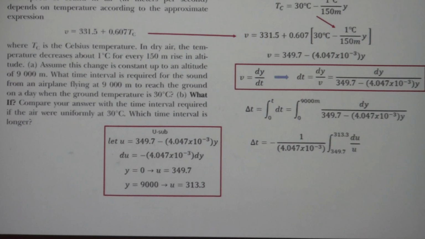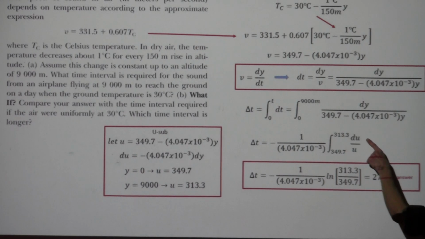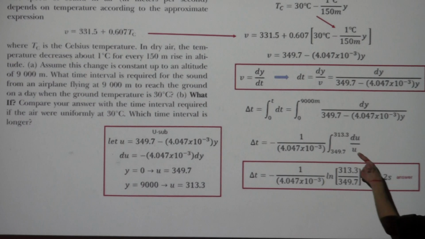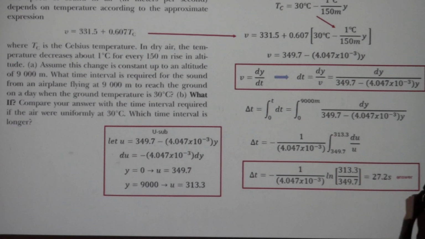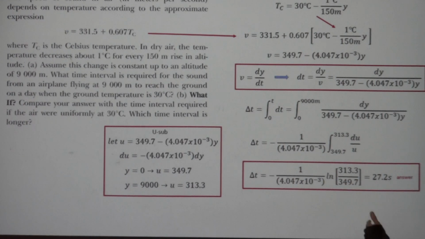So now it's just crunching the numbers, doing the math, and hopefully it's not lost on you that du over u is going to be your natural log. That's why I was using that for the u substitution. That was guiding me. And then we can do the math here, and we come up with 27.2 seconds, and that's the answer. So, again, stuff in the red box is where we separate variables, how we can do that.